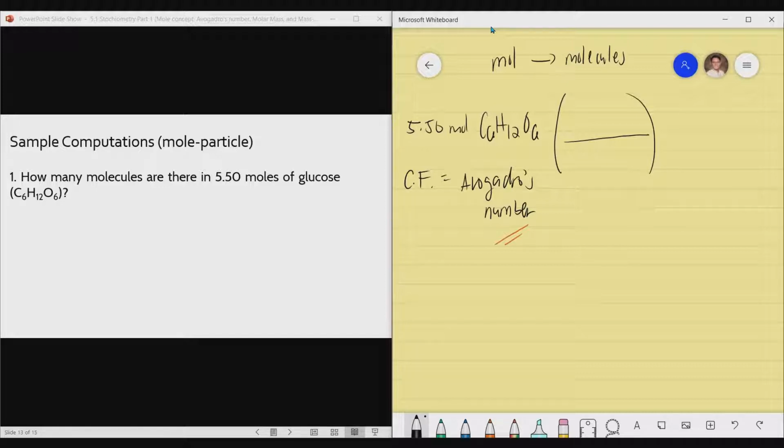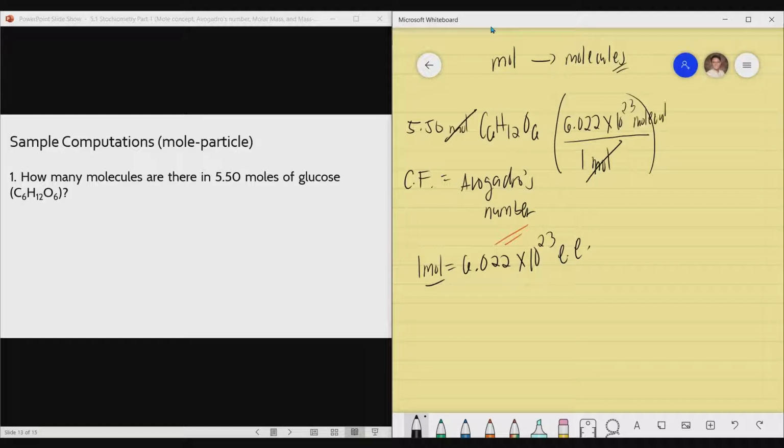So Avogadro's number, as we all know, is 1 mole is equal to 6.022 times 10 raised to 23 elementary entities, or any elementary entities. May that be atoms, molecules, or formula units. So I will put 1 mole here at the denominator. Why? Again, to cancel this unit. And then at the numerator, 6.022 times 10 raised to 23 molecules. Again, any elementary entities. Now at this point, mole is cancelled. I now have my desired unit, molecules.